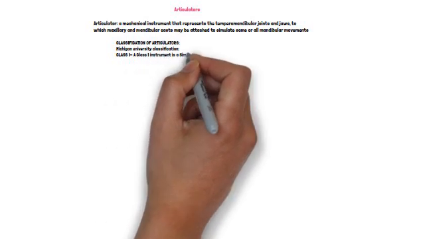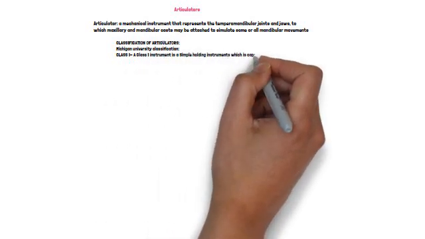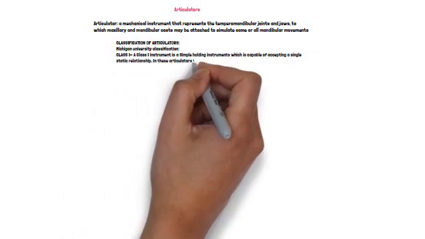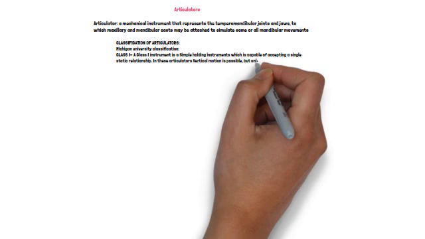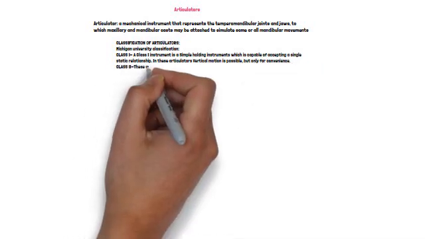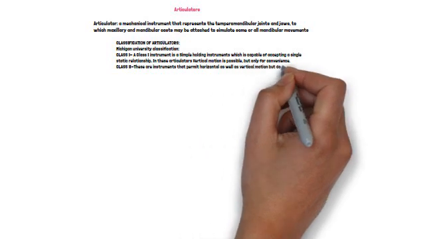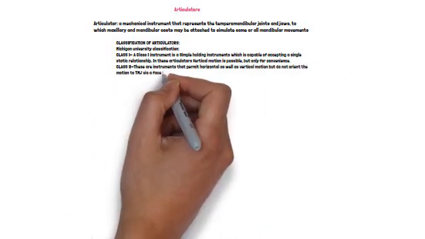Class I. A Class I instrument is a simple holding instrument which is capable of accepting a single static relationship. In these articulators vertical motion is possible, but only for convenience. Class II. These are instruments that permit horizontal as well as vertical motion but do not orient the motion to the TMJ via face-bow transfer.